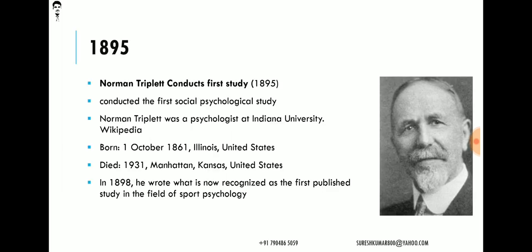And now we are going to see the prominent persons; earlier we have seen the prominent persons in social psychology. Now we are going to look into the important events that happened in the history of social psychology. In 1895, Norman Triplett conducted the first social psychological study. He was born on October 1st, 1861 in the United States, and died in 1931 in the United States.